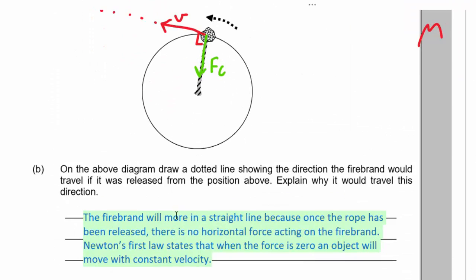The fire band will move in a straight line because once the rope has been released, there's no horizontal force acting on the fire band. And so the only thing that keeps it going around in a circle is this unbalanced force of tension. Once we get rid of the tension force, it's just going to keep doing what it's always done, which is travelling in a straight line. So Newton's first law states that when the force is zero, an object will move with constant velocity in a straight line. And so that's why it continues at a tangent to the radii.